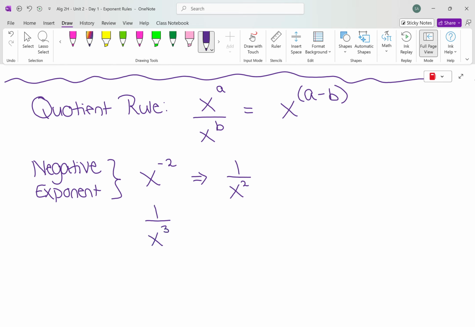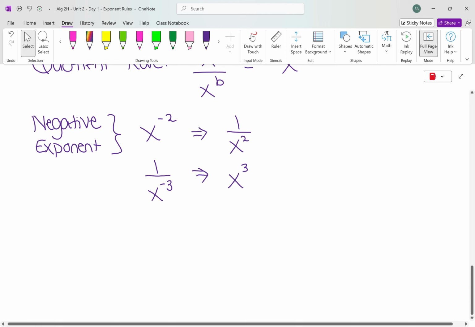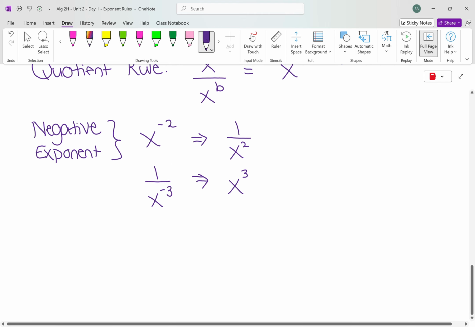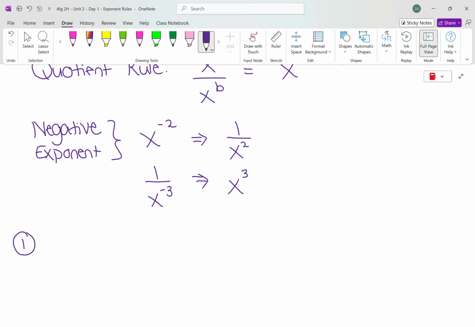Let's say it was negative in the denominator. How would I make that positive? Yep, you move it up to the numerator. So if it's negative in the numerator, you make it positive by putting it in the denominator. If it's negative in the denominator, it's positive by moving it into the numerator. Okay, let's do some problems.